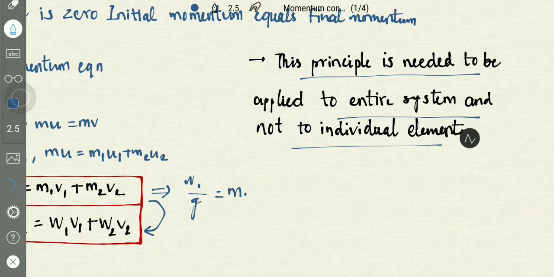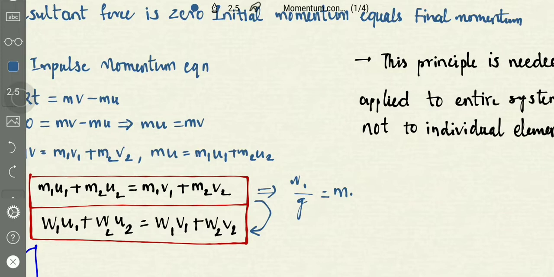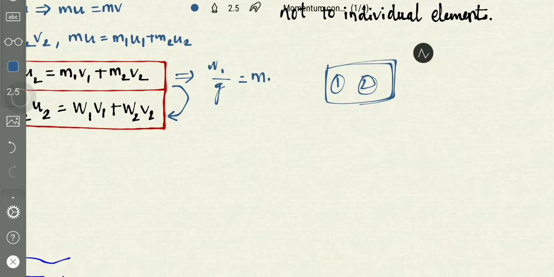We have seen there are two bodies here, and if a system has two bodies, this conservation principle should be applied to the whole system and not to the individual bodies. So let us take this example and apply conservation of momentum to it.